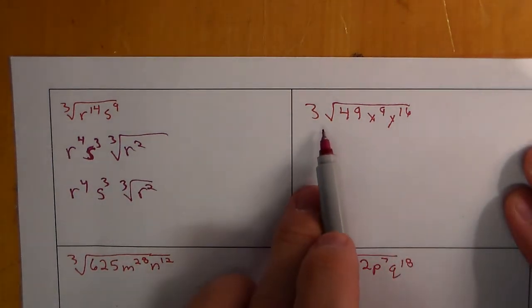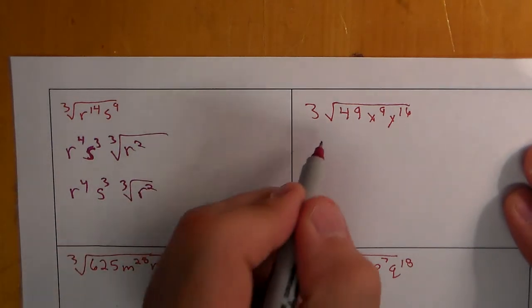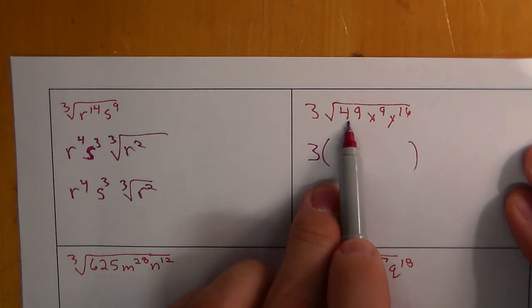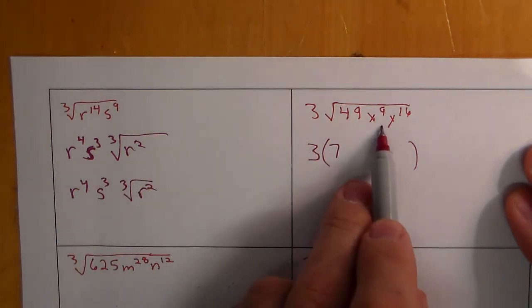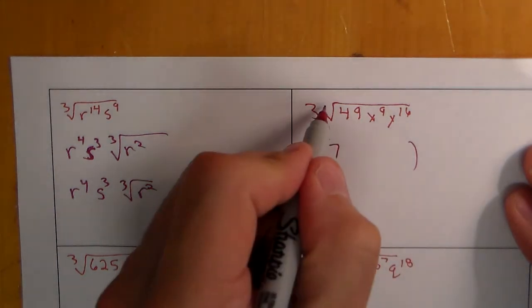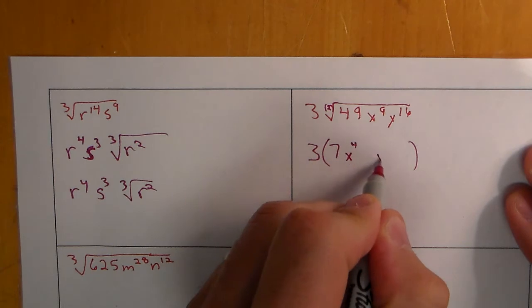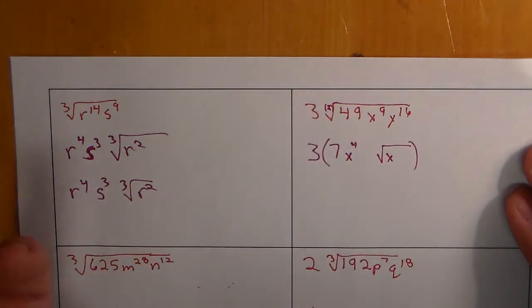Next problem, we have this 3 on the outside. That's not saying it's the cube root, it's just a 3 we're going to multiply after we simplify it down. So let's put some parentheses there. 49 is a perfect square, so 7 comes out. X to the 9th, divide in the square root, remember we have 2 here, 4 times. We have 4 sets in there with 1 left over, because 4 times 2 is 8, leaving the odd one left.